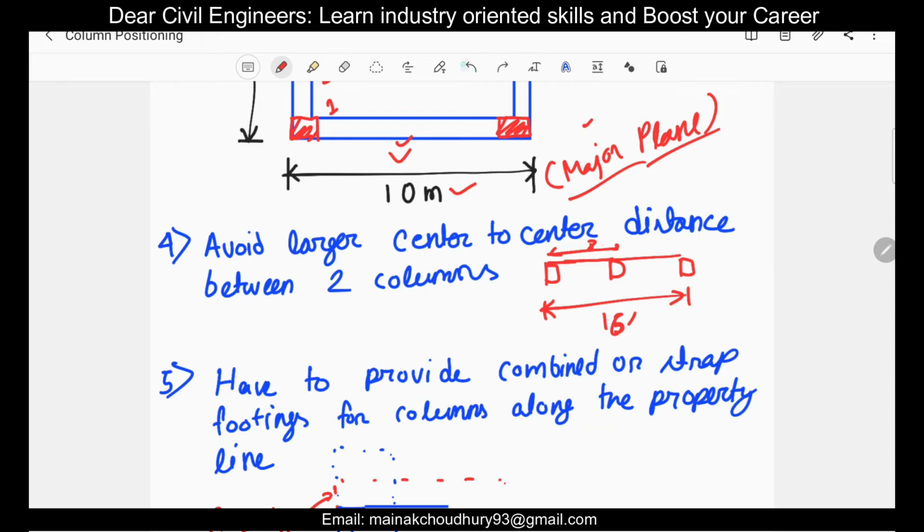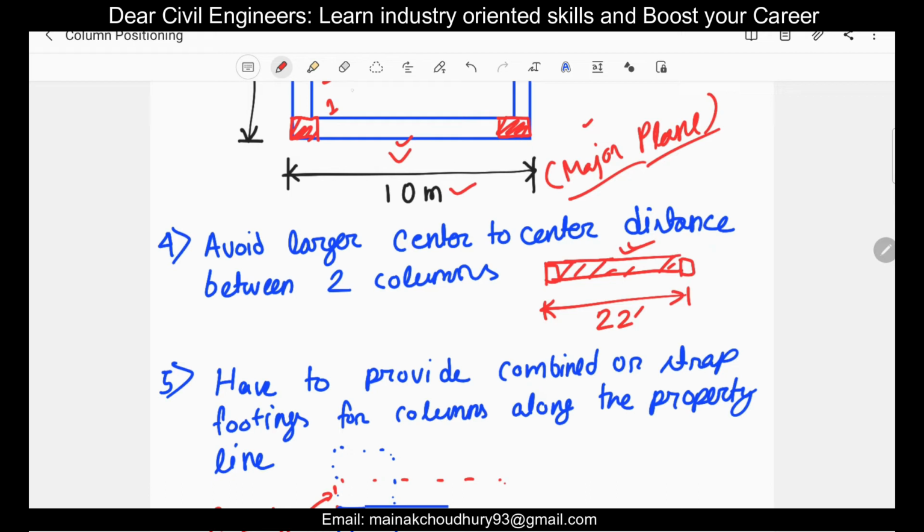So in the first case, where there is no column, let's increase the distance here. So let the distance be around 22 feet. In the first case where there is no column, there will be more pressure, or more load on the beam. So the size of the beam will be more, or the depth of the beam will be more, and in turn the structure will be less economical.